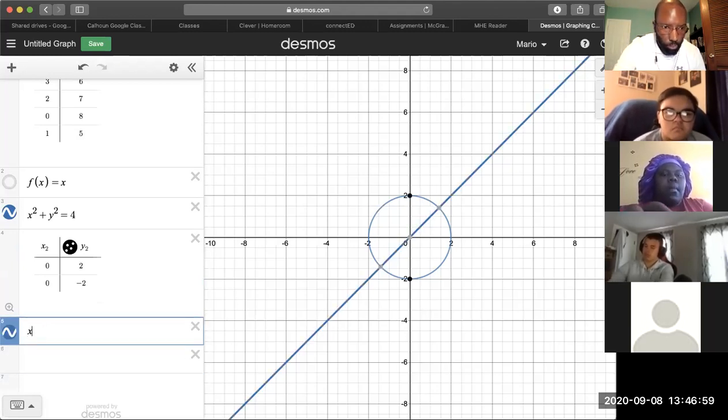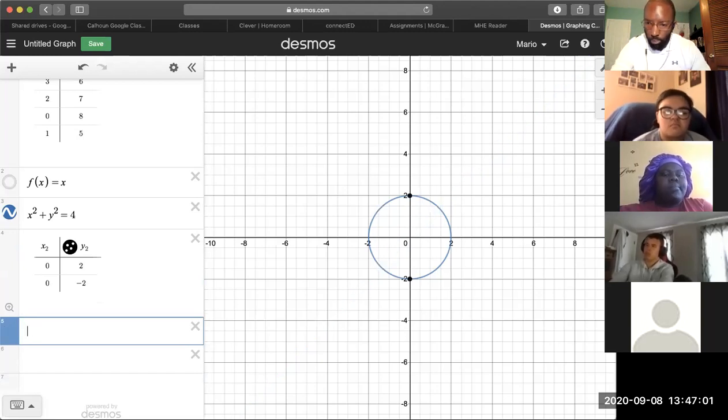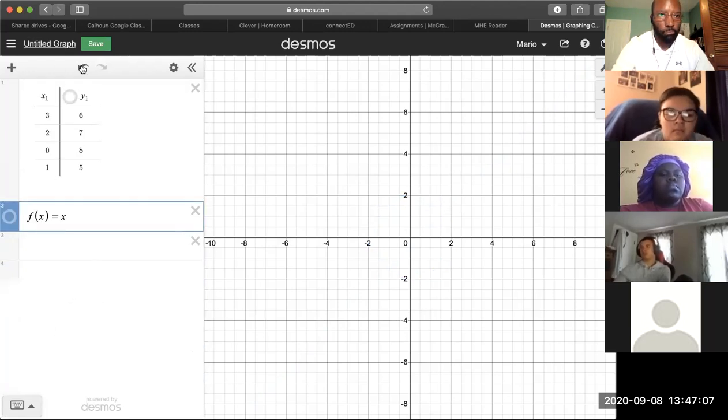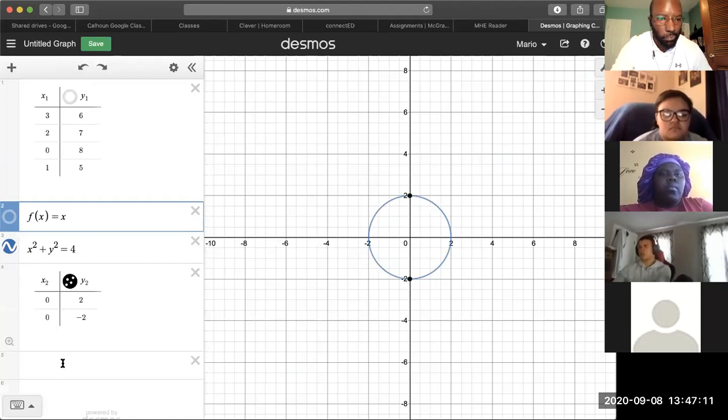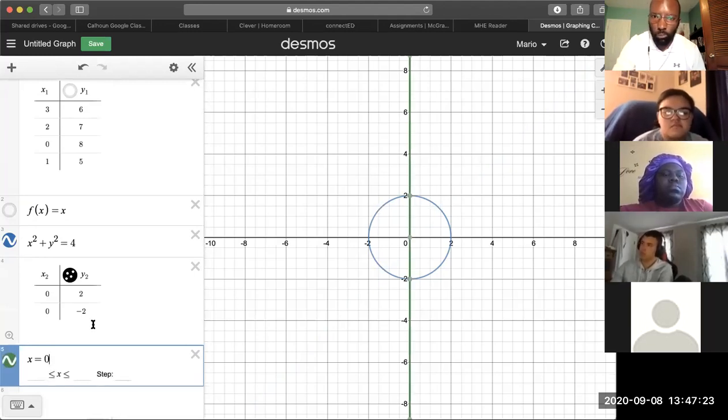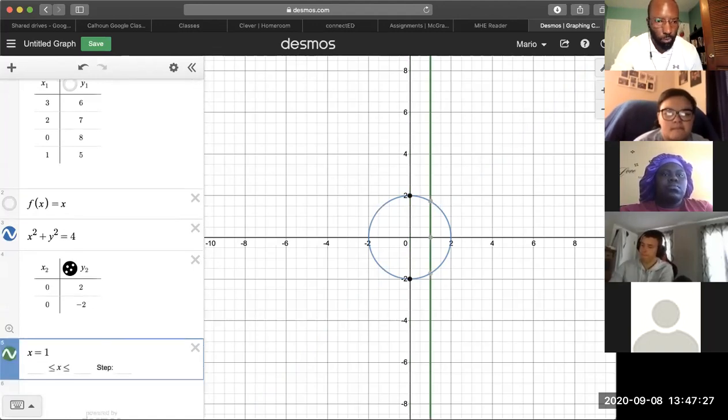Wait, hold on. Trying to put a slider. Oh, snap. Sorry, went too fast. I was trying to add something in here, and I swear I did it the other day. F of x equals, let's go 0. Oh no, let's make that 1.